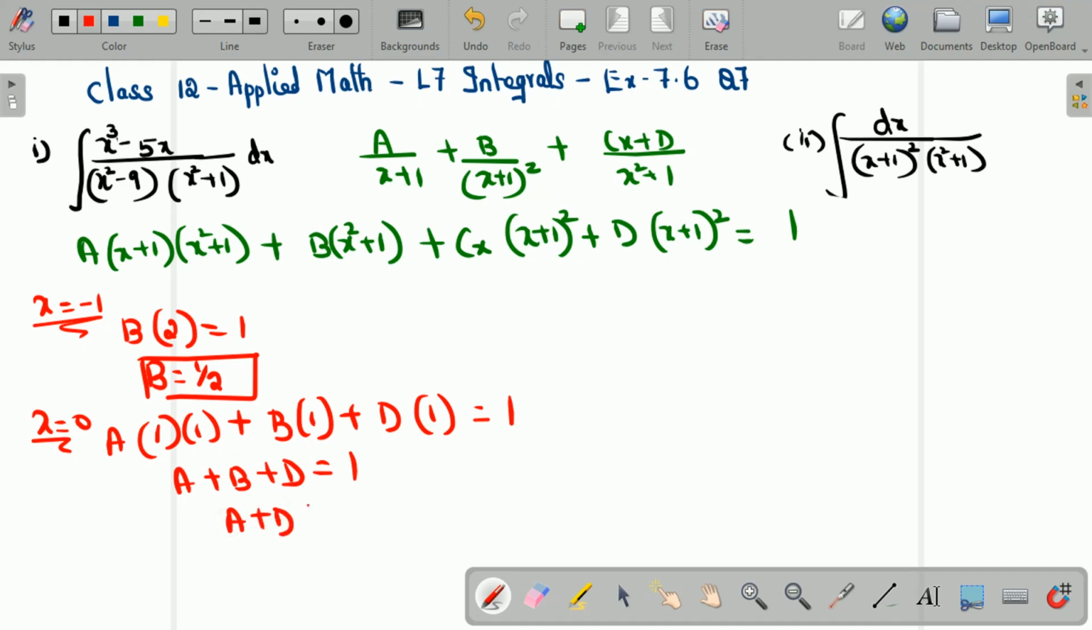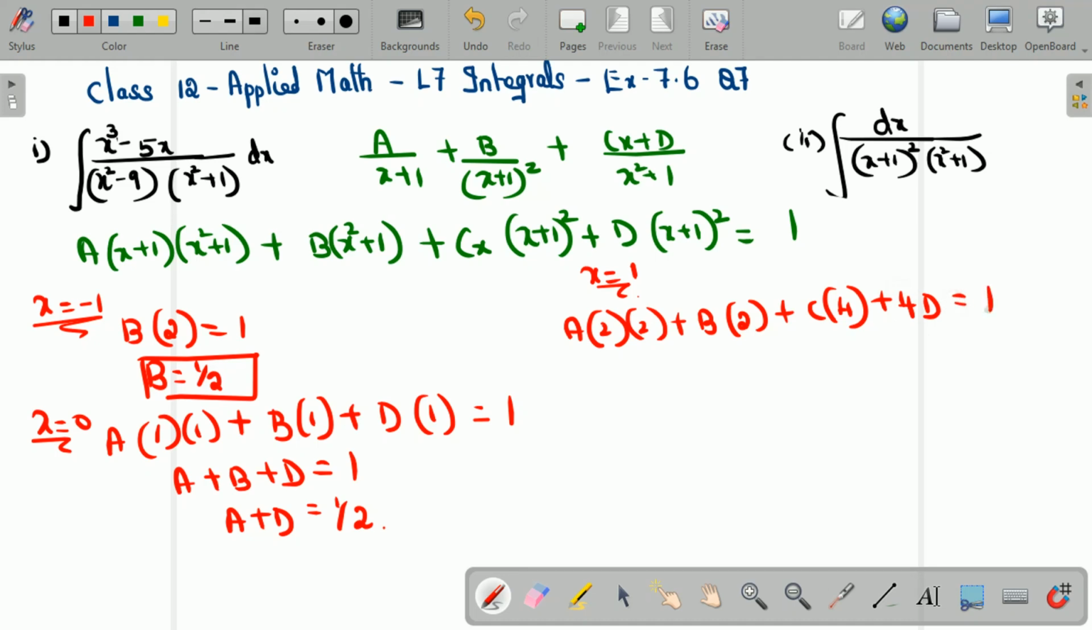So a plus d is equal to half. Now that we got this value, let's put x is equal to plus 1. So when you put x is equal to plus 1, this will become a into 2 plus b into 2 plus c into 4 plus 4d will be equal to 1. So this is 4a plus 2b plus 4c plus 4d is equal to 1.